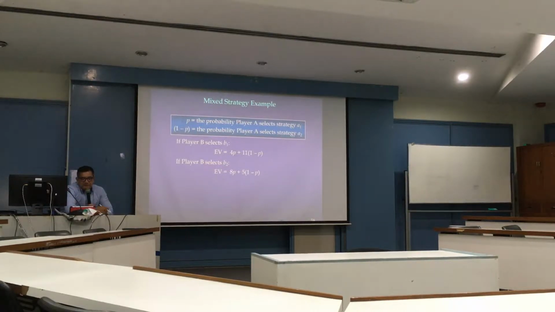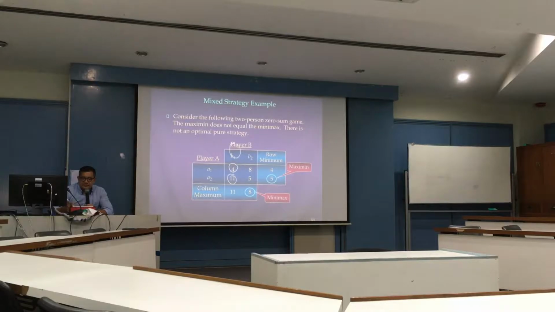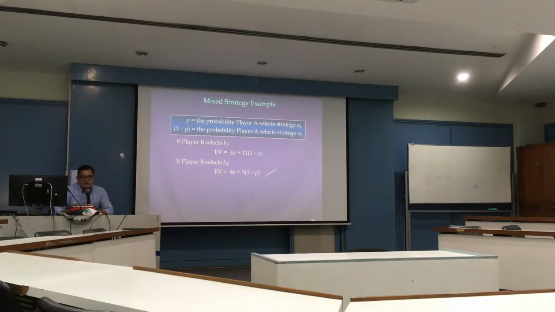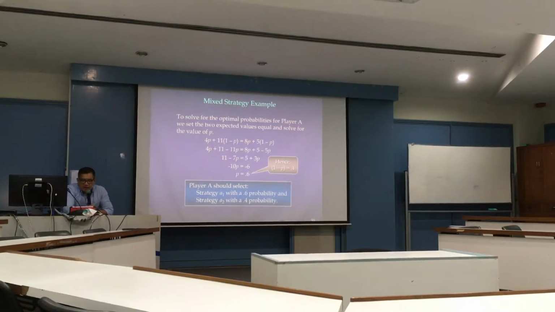On the other hand, if player B selects strategy B2, player A can expect the payoff equal to 8 multiplied by probability P plus 5 multiplied by probability 1 minus P. For the mixed strategy, we try to find the optimal probability, so we set both of these cases equal. Then we have this equation: 4P plus 11 multiplied by 1 minus P equals 8P plus 5 multiplied by 1 minus P.